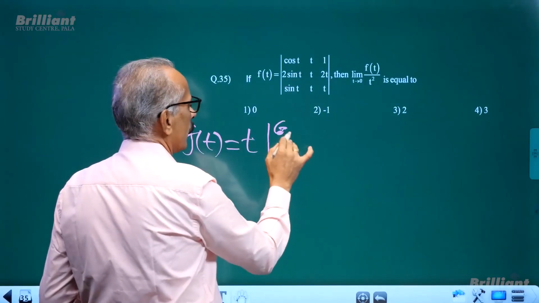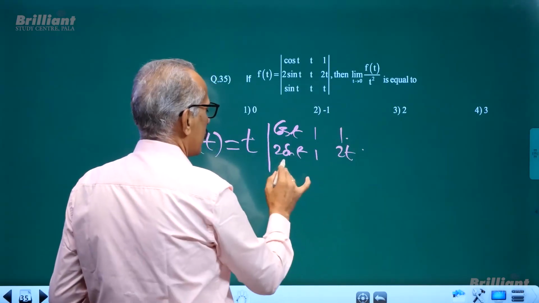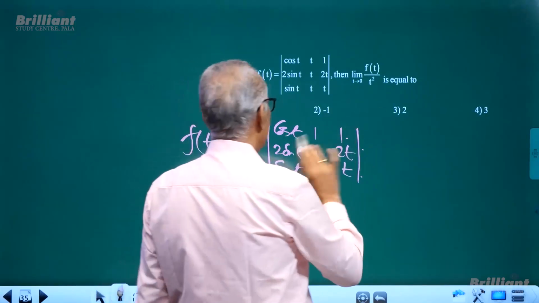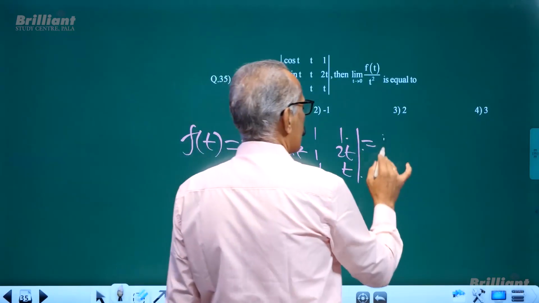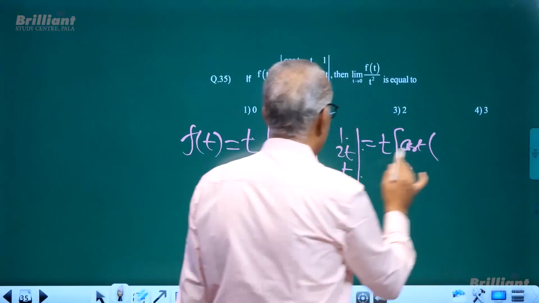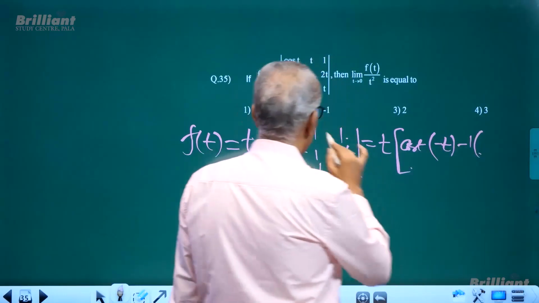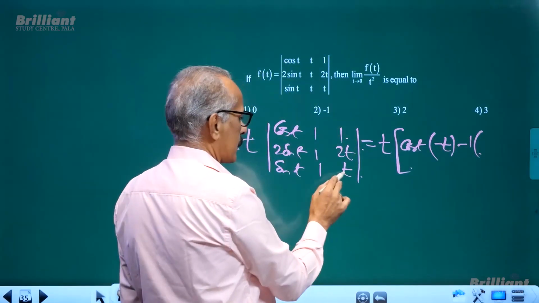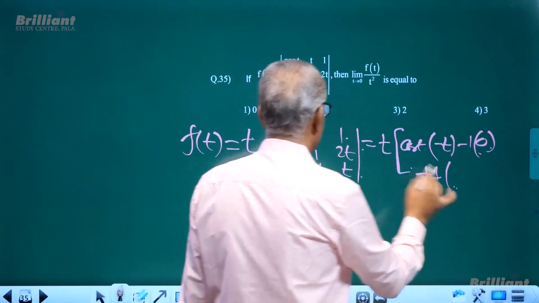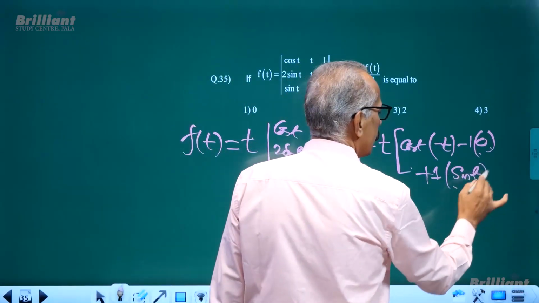This will become cos t, 1, 1; 2 sin t, 1, 2t; and this is sin t, then 1, t. We will expand. We don't go for any operations and all. That is t into, this simple question. So that is cos t into, tell me, t minus 2t, that is minus t. Minus 1 into, look, 2t sin t minus 2t sin t, 0. Plus last 1 into 2 sin t minus sin t. That is sin t. That's all. It's a very simple one.